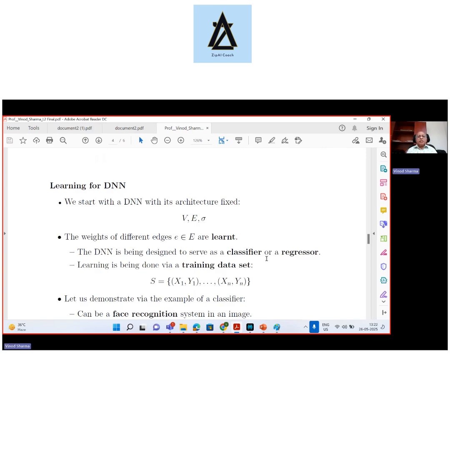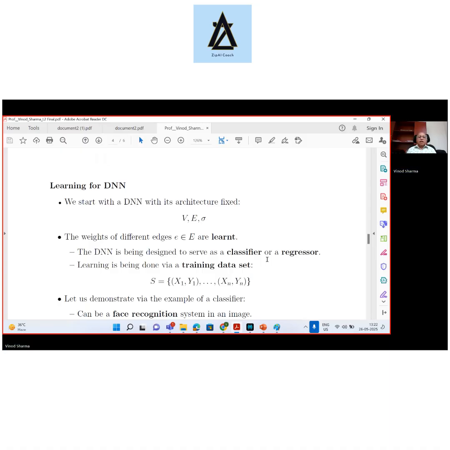For example, if the DNN is going to be designed to serve as a classifier or a regressor for some application, maybe doing face recognition, which is a classifier problem, then the learning of the deep neural network will be: we have fixed V, E, and sigma, and the thing that you are going to be varying is the set of weights, W.